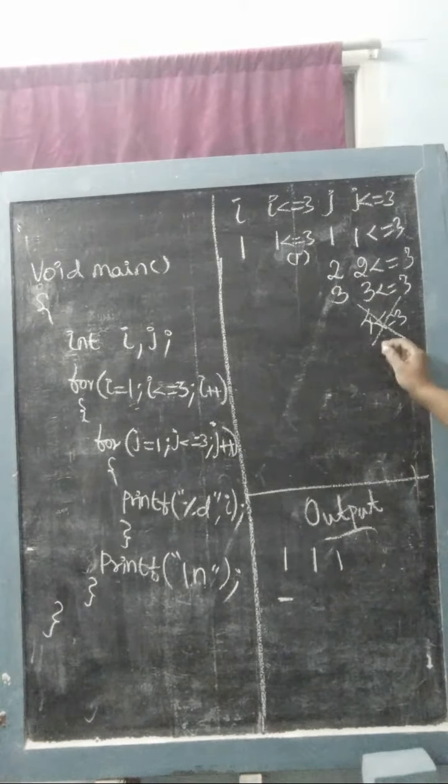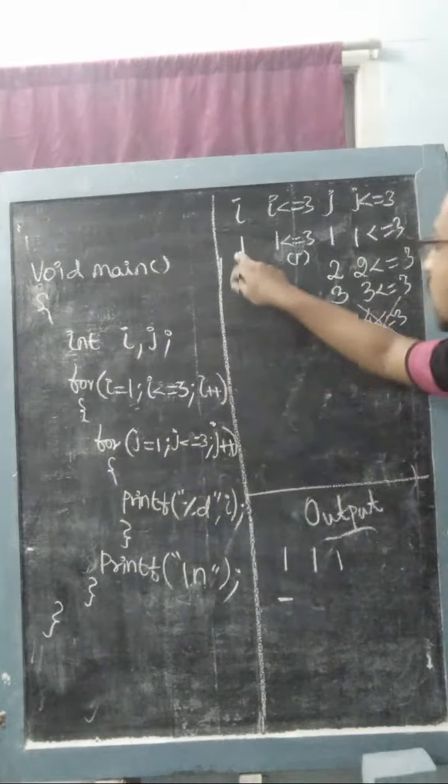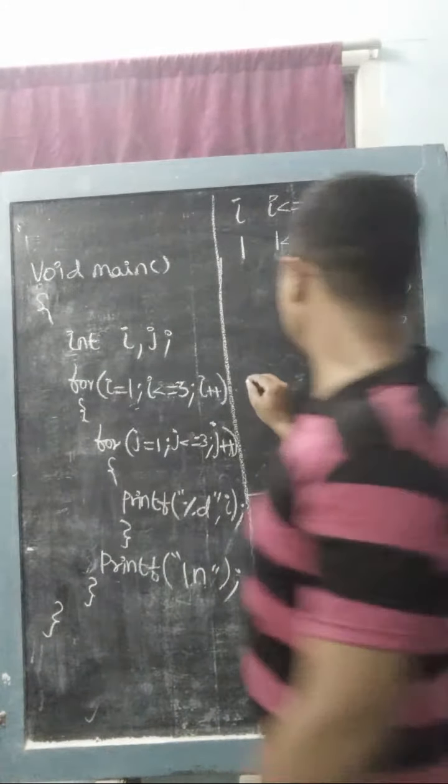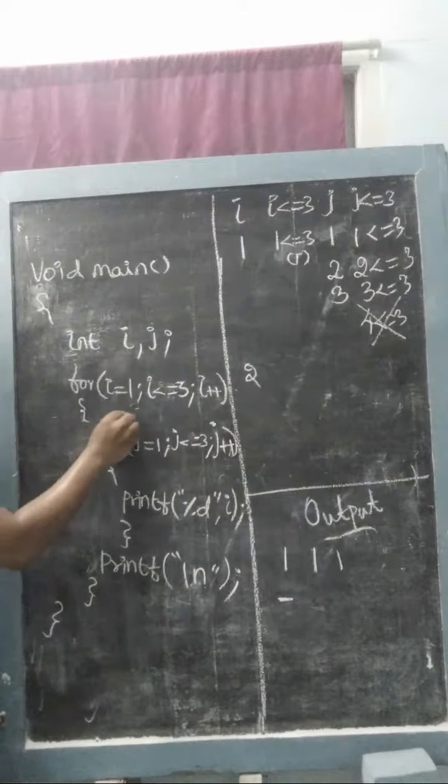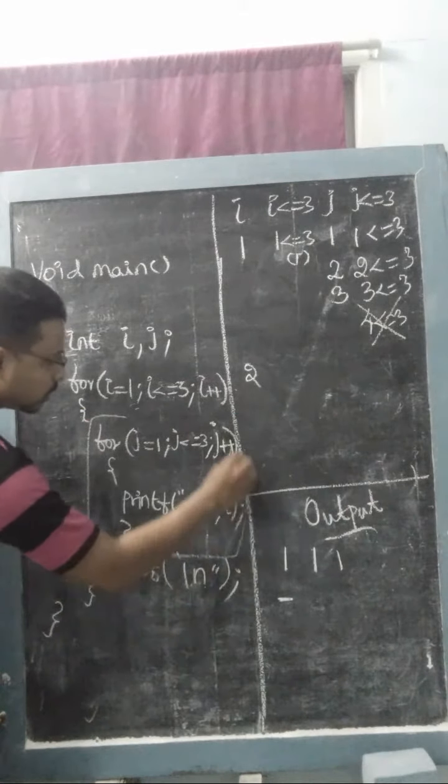Okay. The same thing. It will come out of the loop. I is executed once, and the second time it is incremented because the complete execution will be completed.